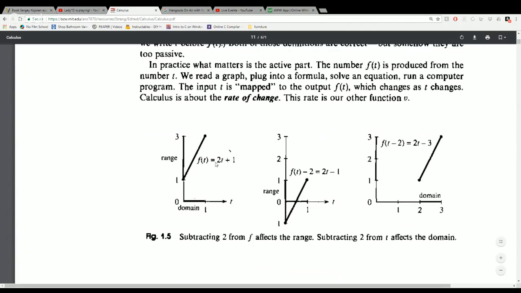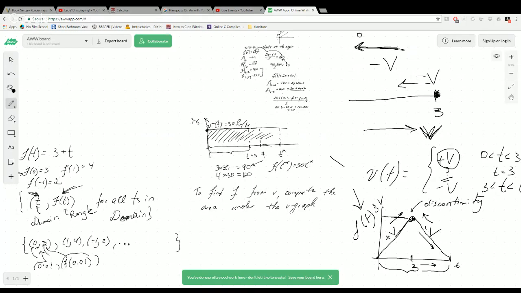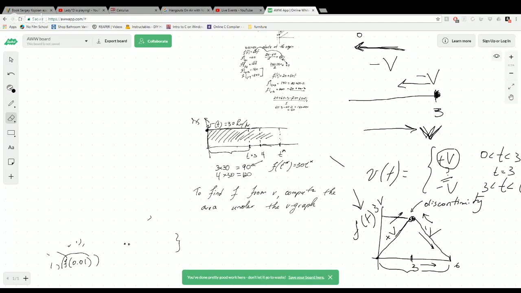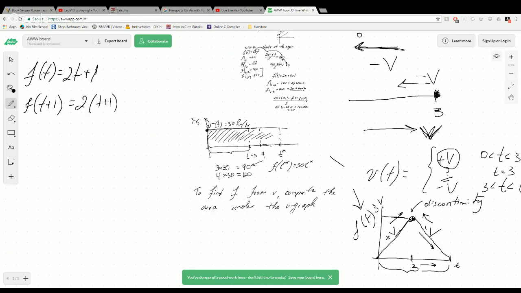So for example, here we have f of t equals 2t plus 1. Let's write that down. Let me erase this stuff. Okay, so f of t equals 2t plus 1. And now you say, what happens if I increase my time by 1 hour? So suppose now I plug in f of t plus 1. So what happens? 2 times t plus 1 plus 1. We distribute the 2 in. We get 2t plus 3.